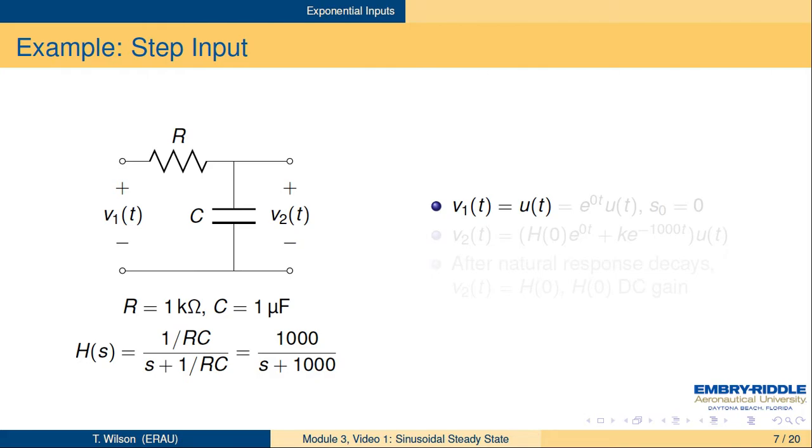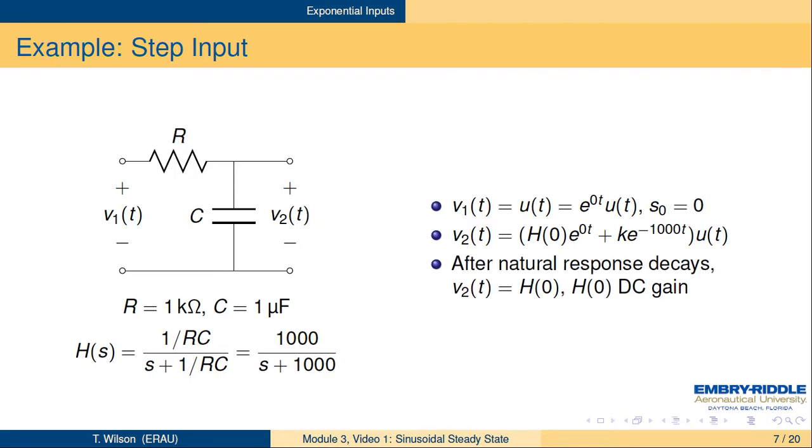So when the input is a unit step, we think of that as an exponential with a rate 0, because e^(0t) is 1. So you can think of 1 as an exponential with a rate 0, an argument 0. And so in that case, the output is going to be H(0) times e^(0t), and then the natural response term, K e^(-1,000t).